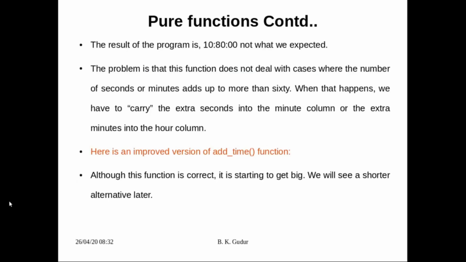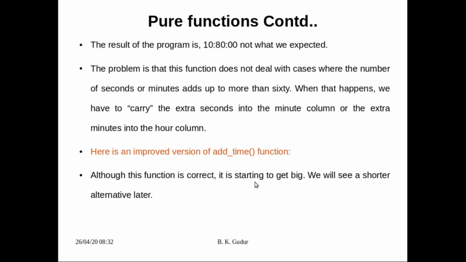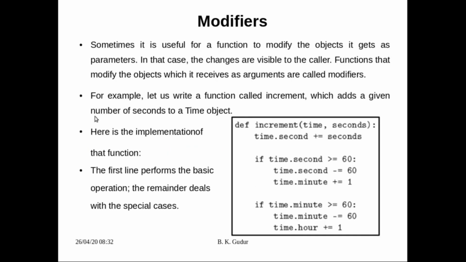One more problem here is that although the function is correct, it is starting to get big. So although the function is correct, it is starting to get bigger. We'll see an alternative, shorter code later, so we'll discuss that a little later. With this, we're going to discuss one more important terminology called modifiers.